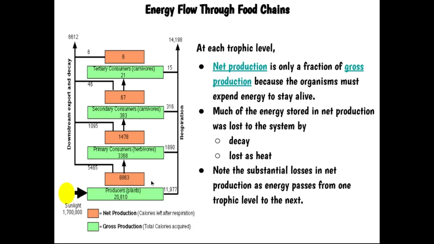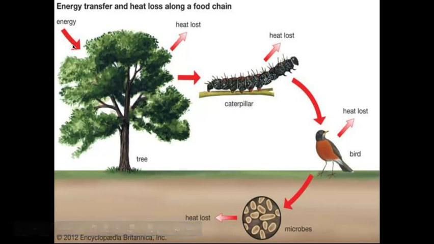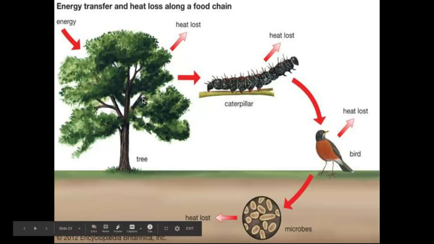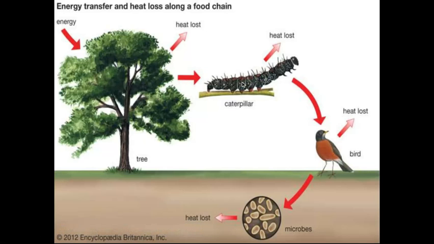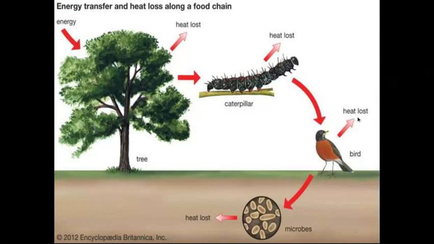On average, we pass on 10% of the energy. But again, a lot of it gets lost through the organism's own metabolism, or through decay, or as heat. Right, so here you see the energy transfer. Energy is taken in from the sun by the plant through photosynthesis. Heat is lost. The caterpillar eats the plant. Some of that energy stays in the organism until it gets eaten, but some of it does get lost to the environment. And same thing with the bird.